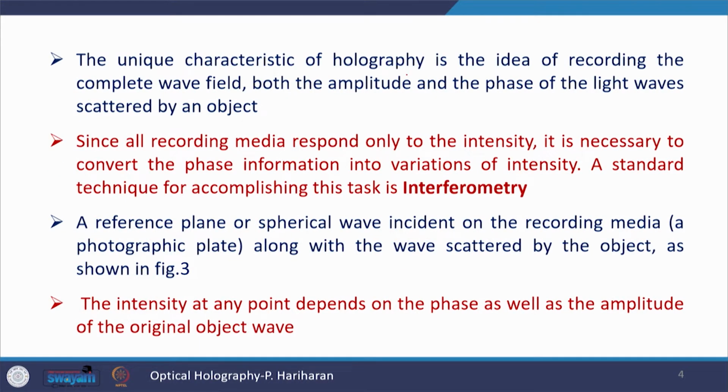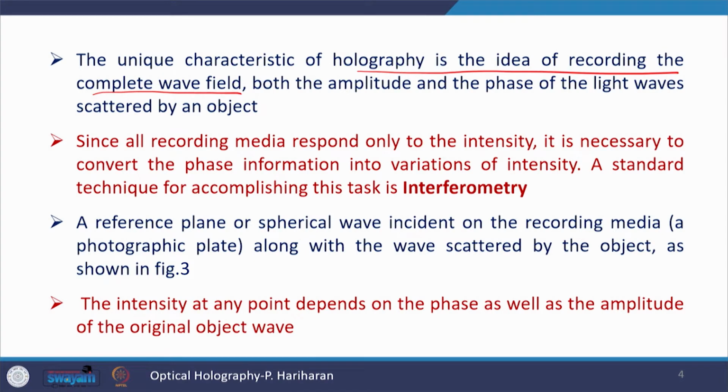The unique characteristic of holography is the idea of recording the complete wave field. Whenever I say complete, it means it is recording both the amplitude and the phase. Now, since all recording media respond only to intensity, it is necessary to convert the phase information into variation in intensity. Whenever we record anything, it is just the intensity which we see and record, but the phase information is missing. To sense the phase, the only way is through interferometry. A standard technique for accomplishing this task of changing phase information into intensity fluctuation is interferometry.